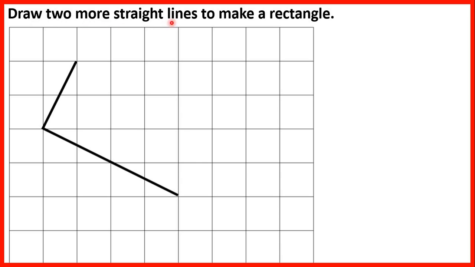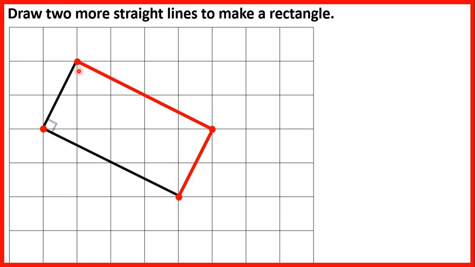Draw two more straight lines to make a rectangle. So we can imagine that this point here and this point here will be two of the corners of the rectangle. And to get from this point to this point, we can go across one and up two. So now, if we take this point here and go across one and up two, we can see that the other vertex, the other corner of our rectangle will be here. So then all we need to do is join up our corners.